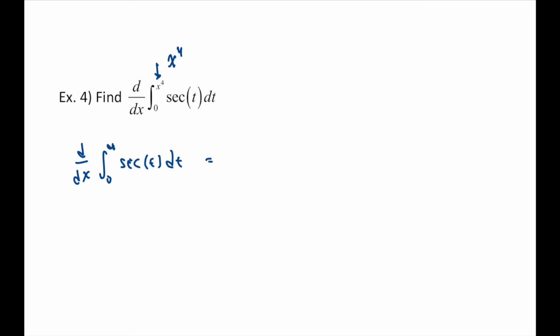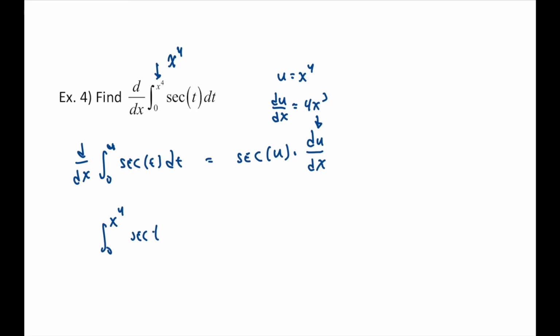Well, that tells us then that we're going to have secant of u, the integrand, the inside of the integral, evaluated at the upper bound. But d/dx of u, we need to remember the chain rule. So this is going to be multiplied by du/dx. So I made the substitution that u is x to the fourth. Then du/dx, chain rule, is going to be 4x cubed. So this is actually, I'm going to write the whole thing, the integral from 0 to x to the fourth of secant of t dt. It's actually, okay, that derivative, 4x cubed multiplied by secant of x to the fourth, chain rule.